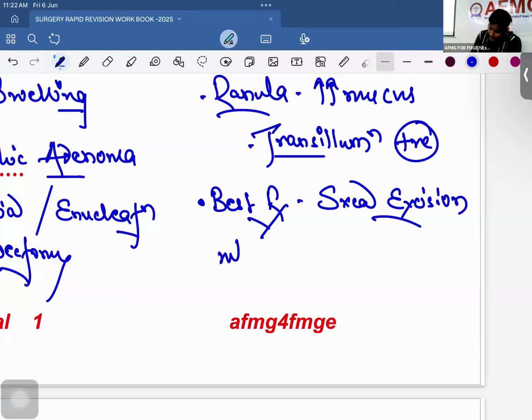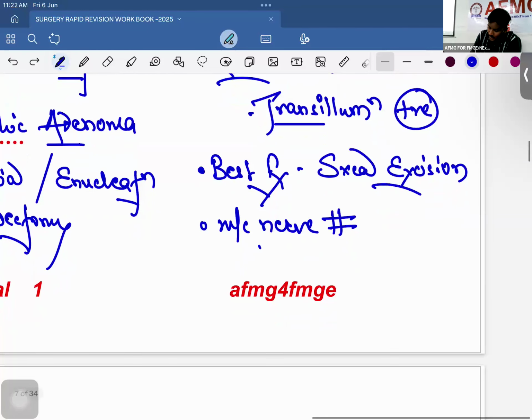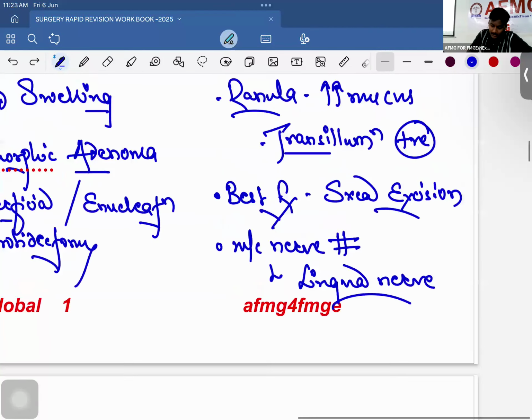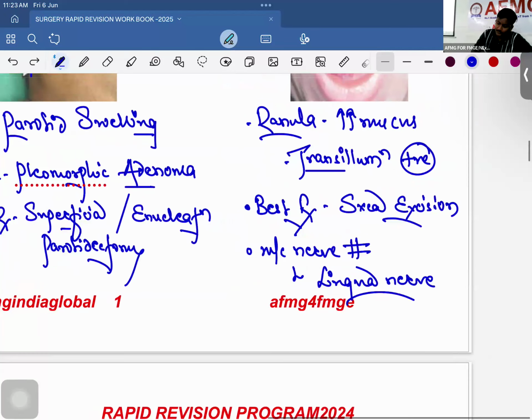Which is the most common nerve injured? We know that the most common nerve injured in any floor of mouth surgery like the ranula surgery is going to be the lingual nerve. And when the lingual nerve is injured, the patient will have loss of general sensations from which part of the tongue? Anterior two-third of the tongue, there will be loss of general sensations with a lingual nerve injury. Clear? That has been a repeated question in your exam. Do remember this.